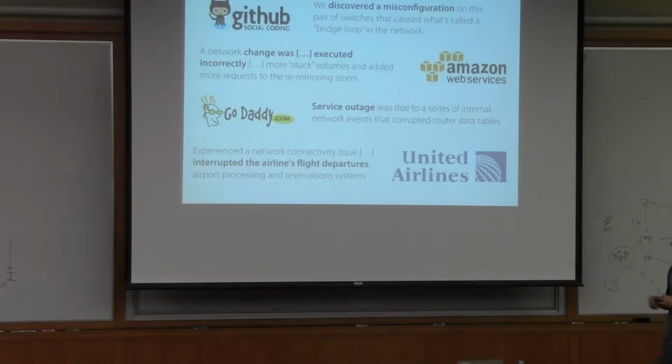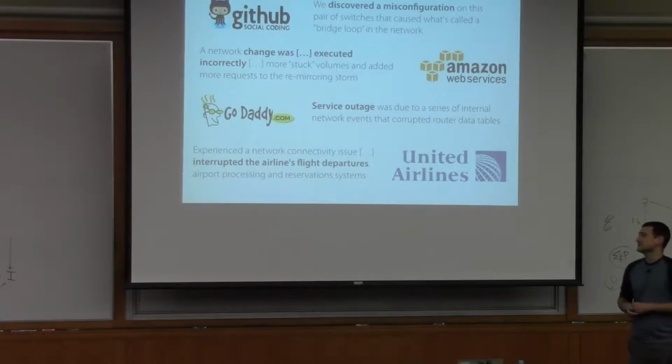But what I think is noteworthy about these is that these are not fly-by-night, small companies that aren't technically sophisticated. It's not like startups that don't have good people. These are some of the biggest tech companies in the world, and ones that presumably would put a lot of resources into making their networks reliable. And yet, they keep having these bugs that arise that take down their whole service.